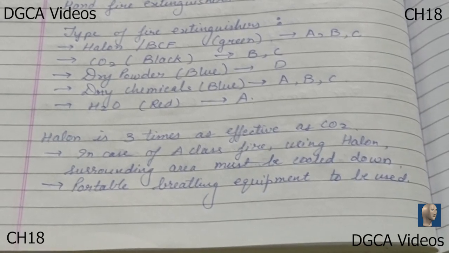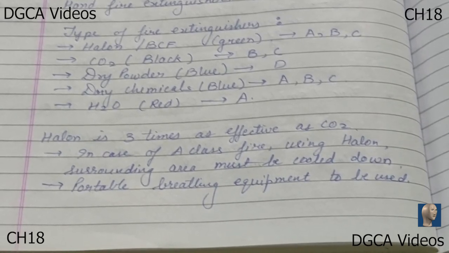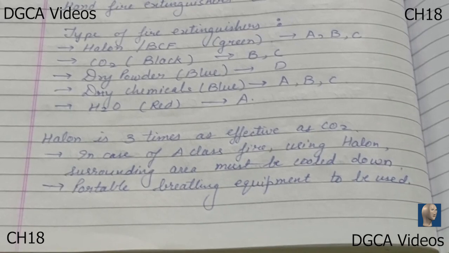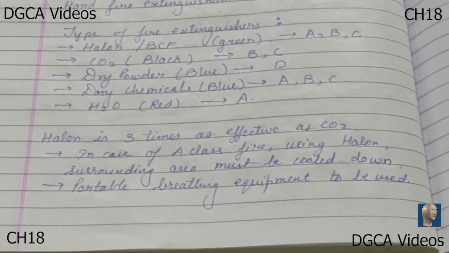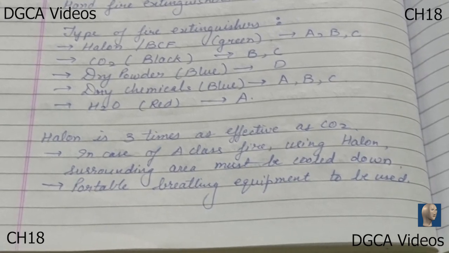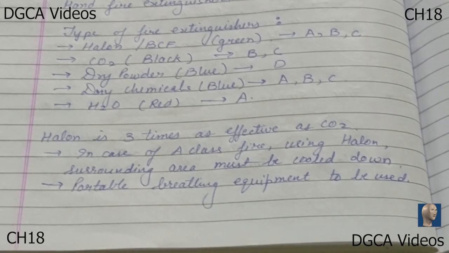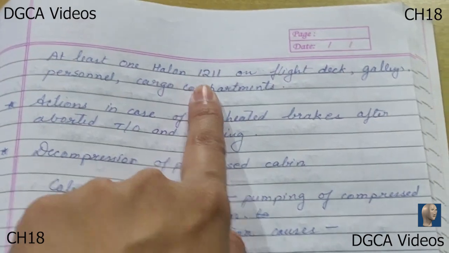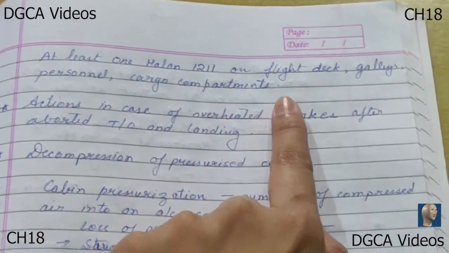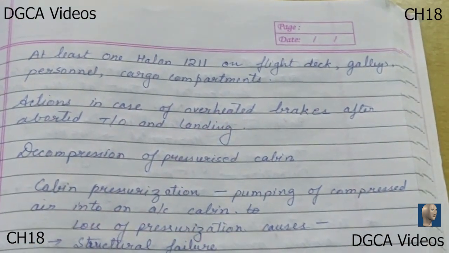So they are finding an alternative for it because it depletes the ozone layer. Till 28th November 2024 they have permitted the use of halon only in the cargo compartments. In other areas any other alternative is used. The location where halon is kept, at least one halon 1211 type, is in the flight deck, galleys, personal or cargo compartments.